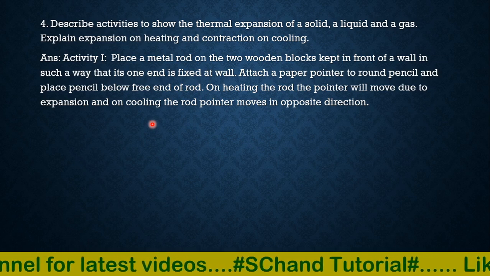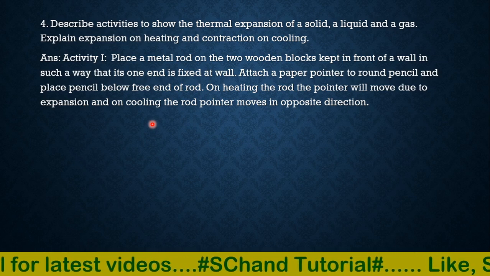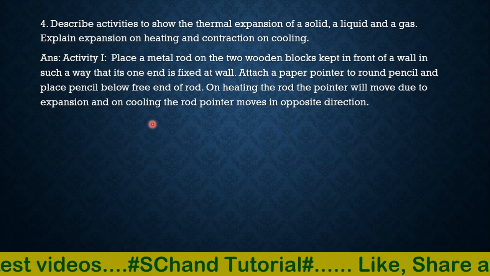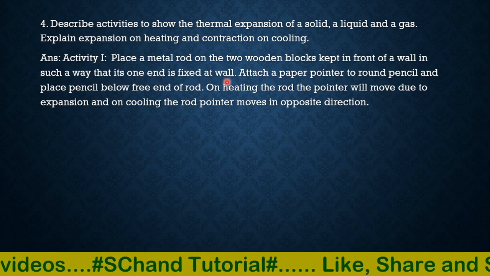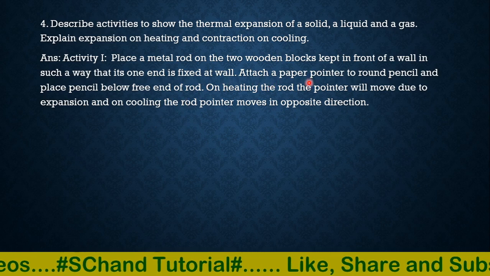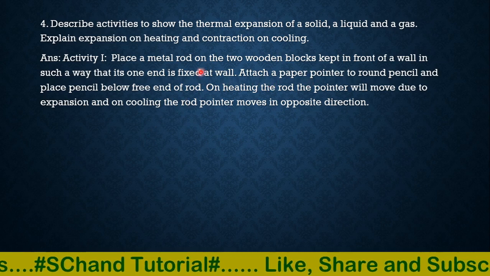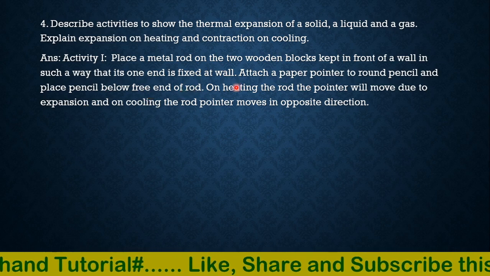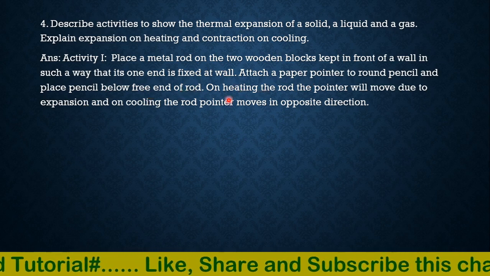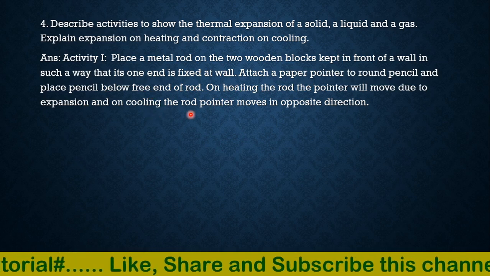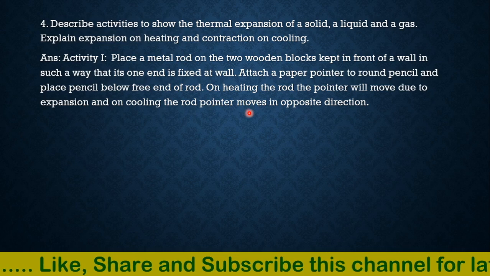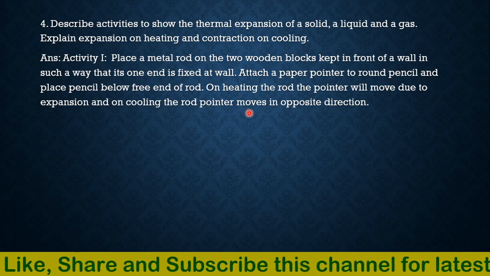Activity first: place a metal rod on two wooden blocks kept in front of the wall in such a way that one end is fixed at the wall, and attach a paper pointer to a round pencil and place the pencil below the free end of the rod. On heating, the rod pointer will also move due to the expansion, and on cooling the rod pointer moves in the opposite direction. So that shows the expansion on heating and contraction on cooling.